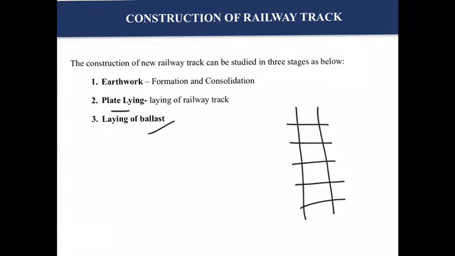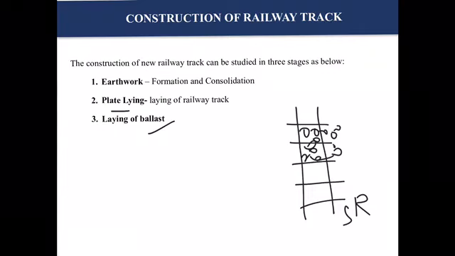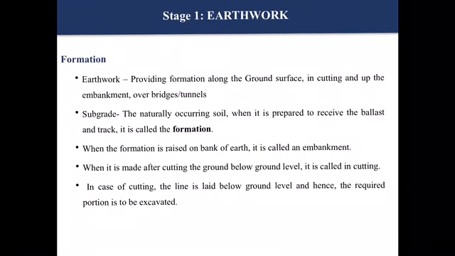And the last stage is the laying of the ballast. Once the rails and the sleepers are placed, the next stage is to pack the sleepers with the help of ballast. Packing of this ballast we call the ballast laying stage. What methods are available and how the process has to be done in each of the stages will be discussed further. So let us first take up the earthwork. What is earthwork, why it has to be done, and what are the methods of doing the earthwork.